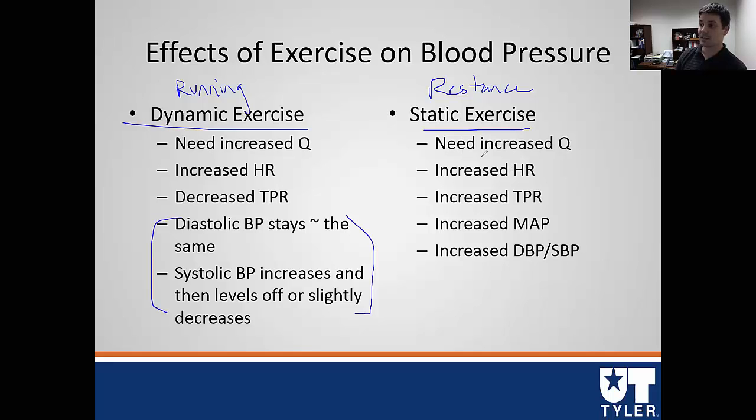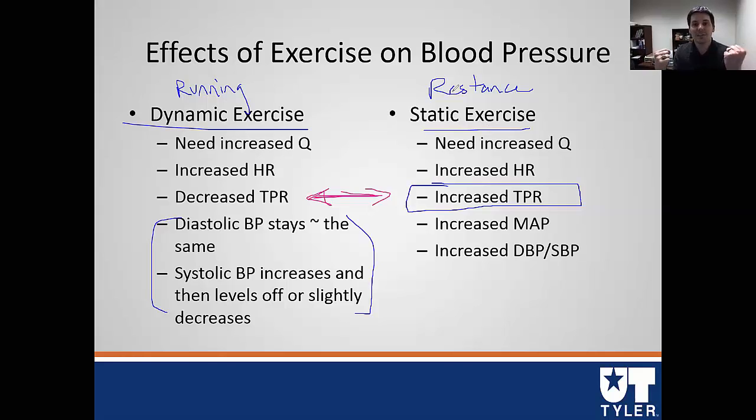Static exercise, resistance exercise, we need increased cardiac output. We need an increase in heart rate. However, we get an increase in total vascular resistance. So here's the difference in the two. This is because while these metabolites are being pushed, that same muscle pump that was really benefiting us in dynamic exercise is causing us problems in our static exercise.